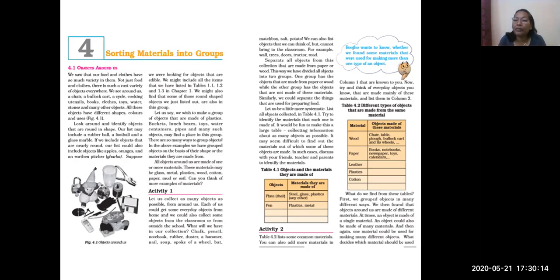Now in table 4.2, different types of objects that are made from the same material. Plastic is so very common. You see your pen is made of plastic. This bottle is also made of plastic. Yes, your phone also has plastic in it. So plastics can be used for making different objects.